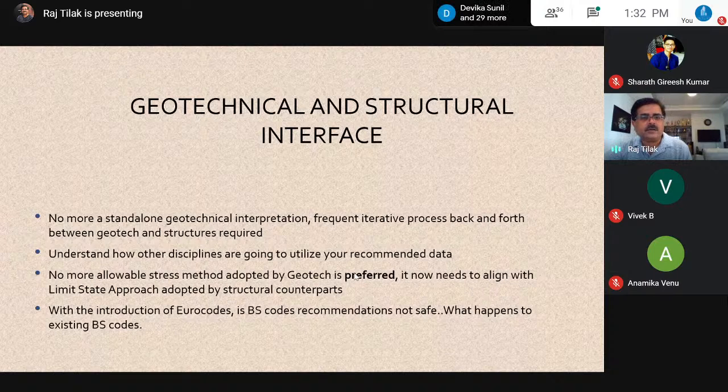If you do not know the end use, and you thought the end product is only a shallow foundation or pile, no, at times it is not. So be careful of this.